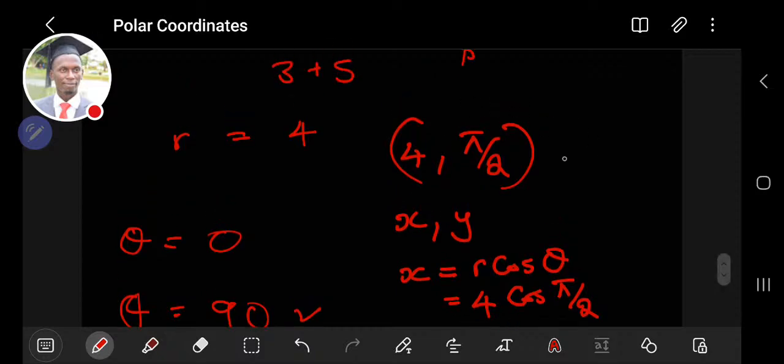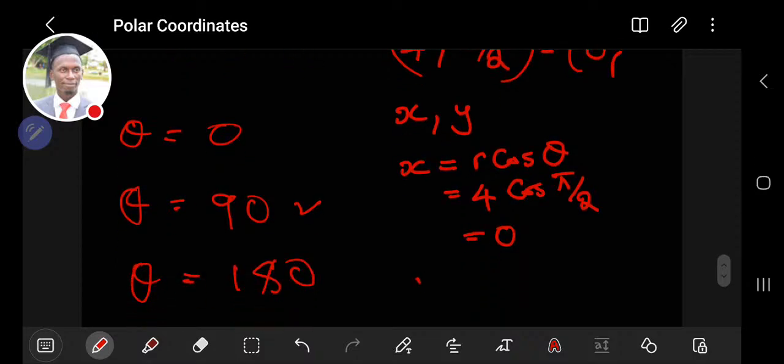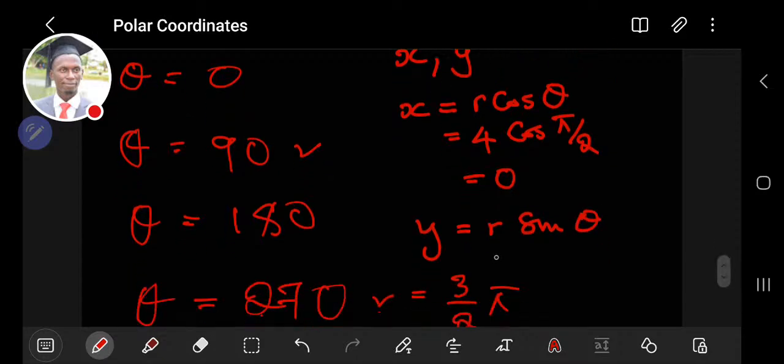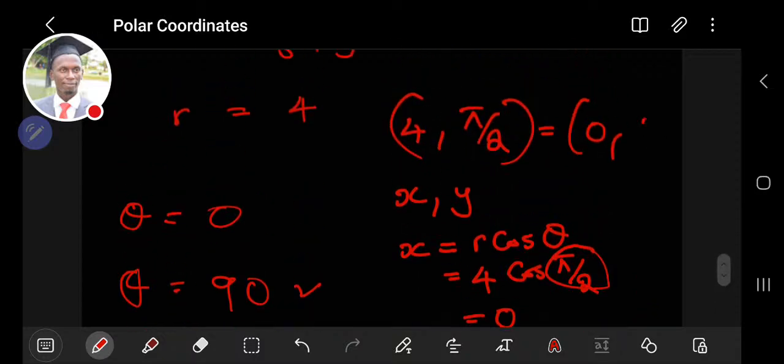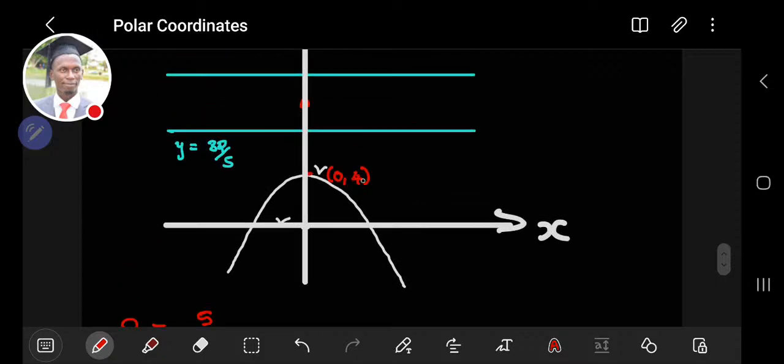So in Cartesian coordinates, this is going to be 0, comma. How about the y value? The y value is r sine theta. In this case, it's 4 sine 90. Here I wrote it in radians, but it's still 90, of course. Sine 90 is 1, so this is going to be 4, as in 0, 4. This is why it still comes out to be this point. I should have pointed it out when I did that.